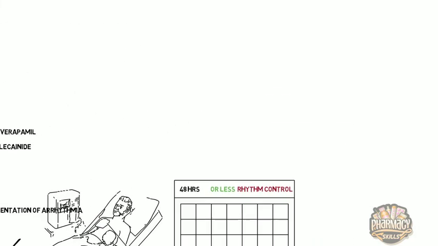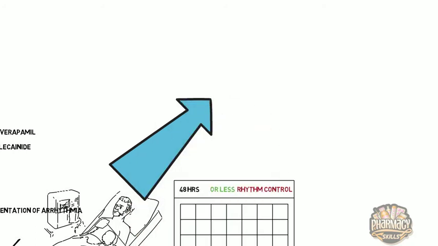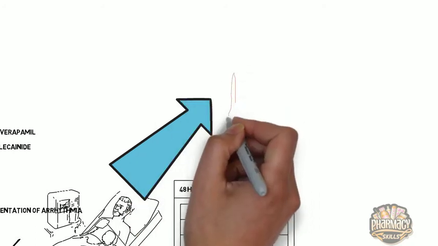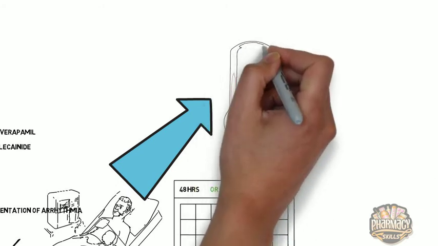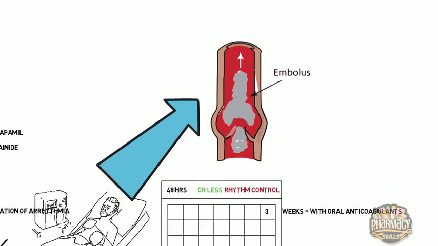One thing to consider with electrical cardioversion is that the procedure carries an increased risk of thromboembolism. It is therefore important to thin the blood to prevent this from happening. If possible, use oral anticoagulants for up to 3 weeks. But if you can't wait 3 weeks, then you could use intravenous anticoagulants.